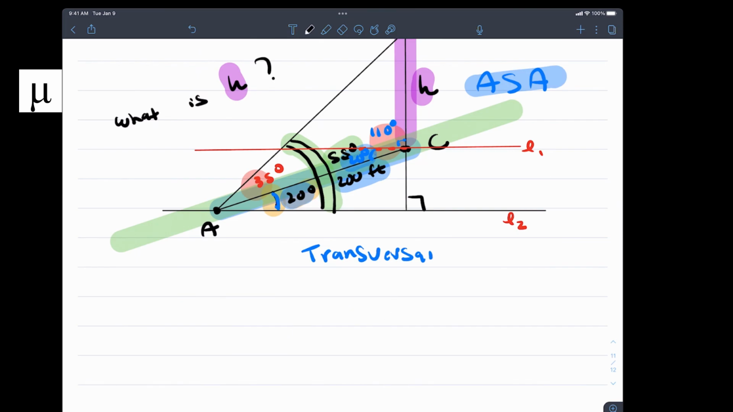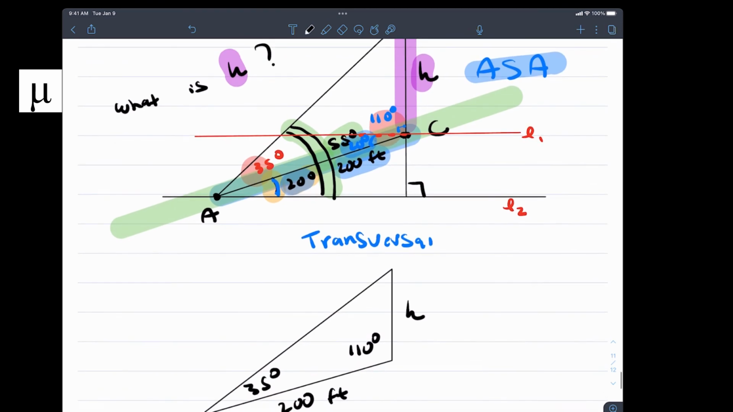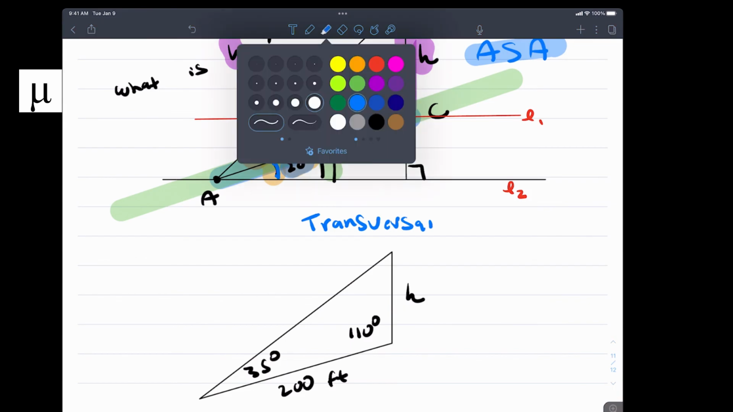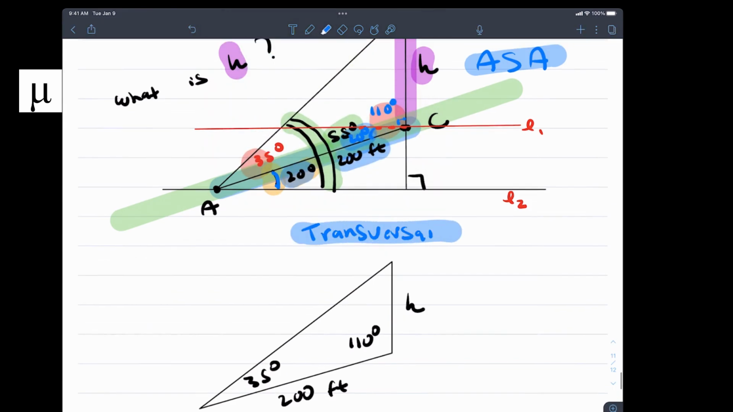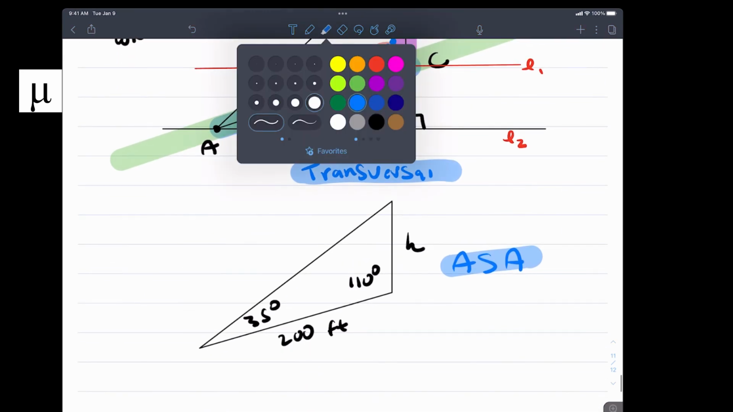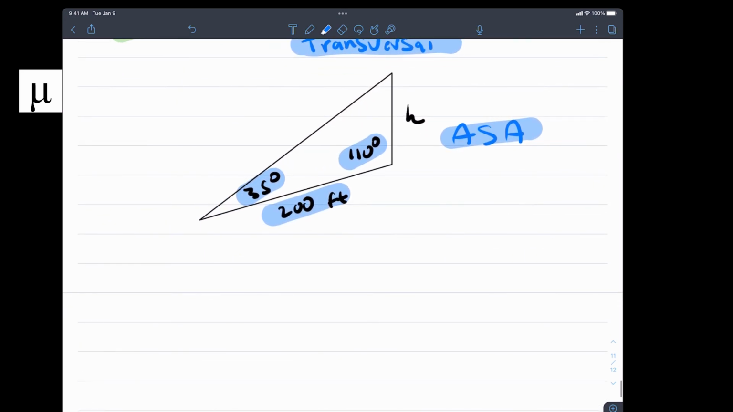Let me go back. What I'm saying is you have a picture of 35 degrees, 110 degrees, 200 feet, H. I want you to see that I used transversal information to find those angles. And again, I made the claim earlier that this was angle side angle. So we had to find, in short, 35 and 110. We were given 200.